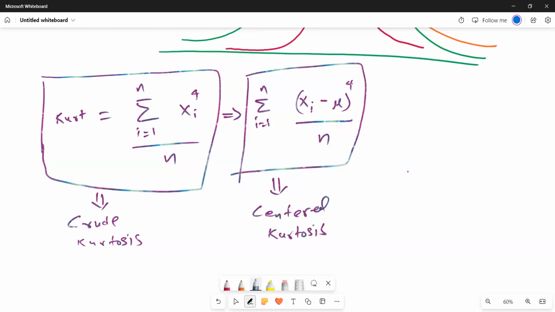All right. Now, we can again standardize this by simply dividing it by the standard deviation. So this will further change to summation i equals 1 to n, xi minus mu, fourth power, right? Dividing it by the fourth power of standard deviation. And 1 by n will remain as it is.